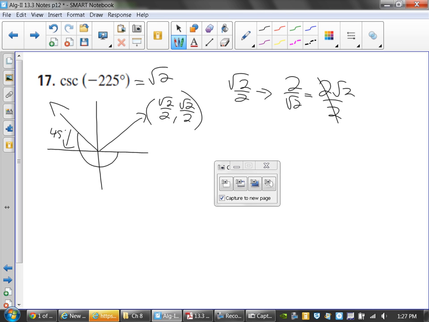If you did that via the triangle, knowing that your sine value was going to be positive because you're in the second quadrant, if you just said, hey, the sine of 45 is 1 over root 2, so the inverse of that would have been root 2 over 1. You could have done it just like that as well. There are a couple of different ways to set these things up.